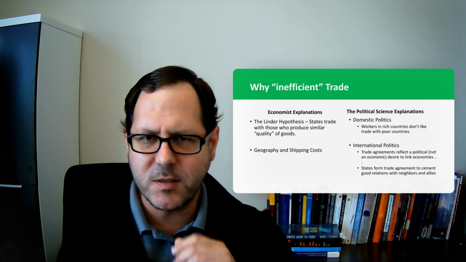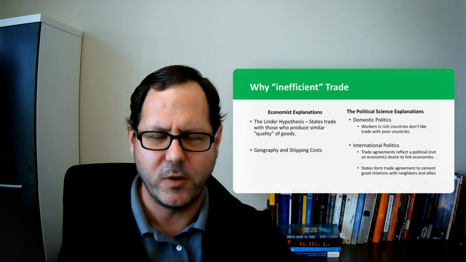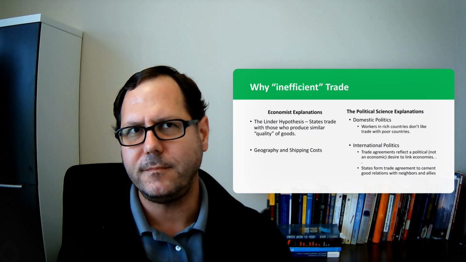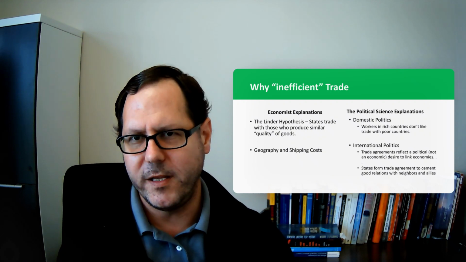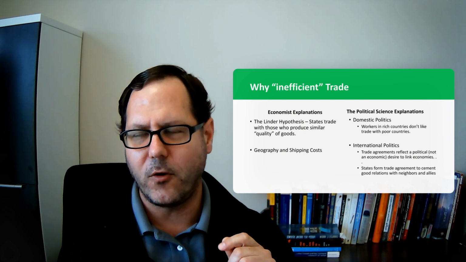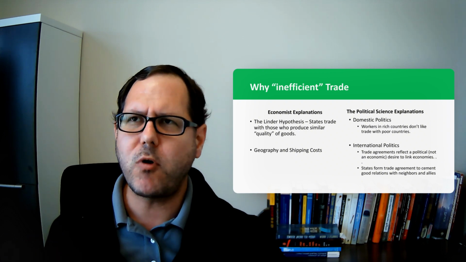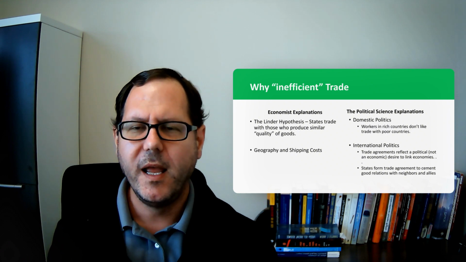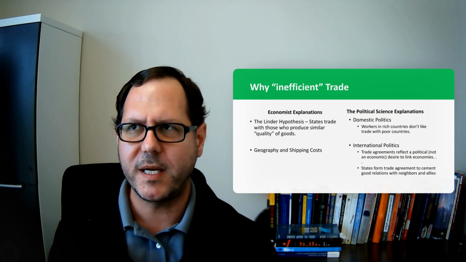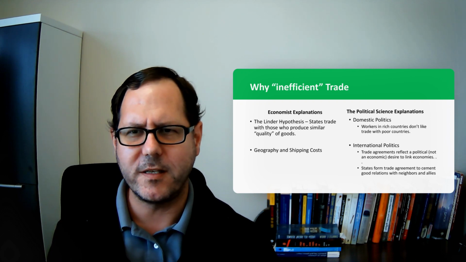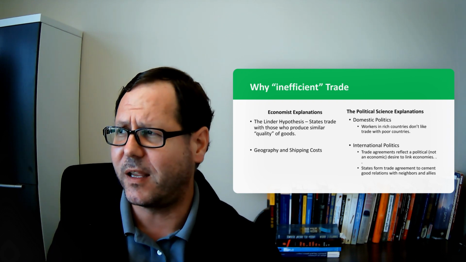And so economists would then pivot maybe to the Linder hypothesis, which says that states or companies produce goods that reflect the preferences of their particular market. And countries with similar mixes of labor and capital are going to understand the markets that they're exporting to. That's a really abstract way of thinking about this.